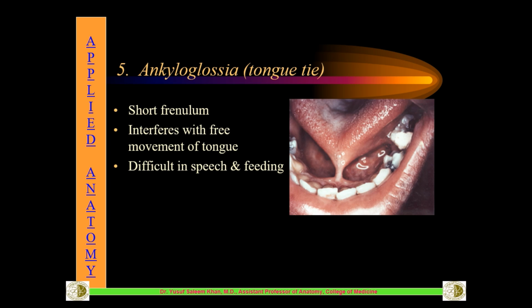And as I was talking about, the frenulum is the small mucosal fold which connects the tip as well as the lower surface of the tongue to the floor of the oral cavity. Sometimes it becomes shortened. This is called tongue tie, or ankyloglossia. If the person has this tongue tie, there will be difficulty in moving the tongue as well as difficulty in speech and feeding. This can be corrected very easily by giving a small cut here and releasing the tip of the tongue so that there can be better feeding as well as better speech. So these are some of the anomalies.